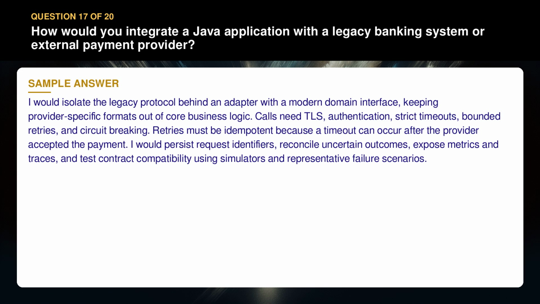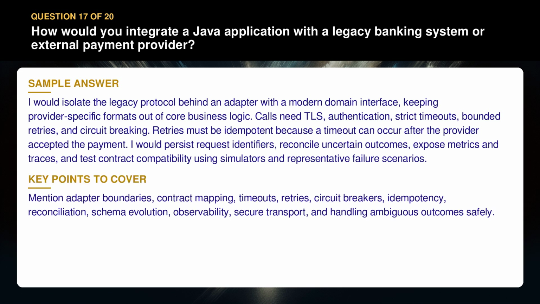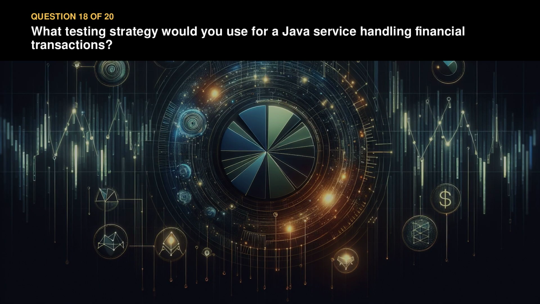I would persist request identifiers, reconcile uncertain outcomes, expose metrics and traces, and test contract compatibility using simulators and representative failure scenarios. Mention adapter boundaries, contract mapping, timeouts, retries, circuit breakers, idempotency, reconciliation, schema evolution, observability, secure transport, and handling ambiguous outcomes safely.